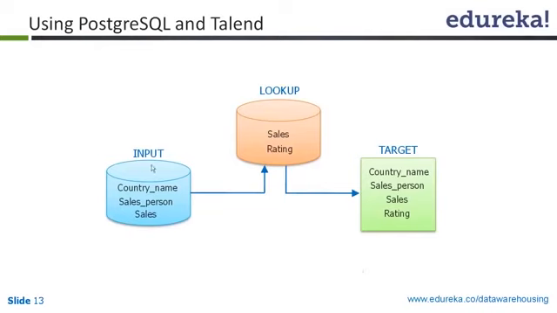I have two tables, input and lookup. The input table has three columns: country name, salesperson, and sales. The lookup table has two columns, sales and rating. The common column between the two tables is sales. I will do a lookup on the sales column and get the rating. For example, if the sales is 100, the rating is excellent. If the sales is 50, the rating is good, and so on. And I will populate a file in the target with country name, salesperson, and sales coming from the input, and rating coming from the lookup table. I have introduced both the tables as well as the files.